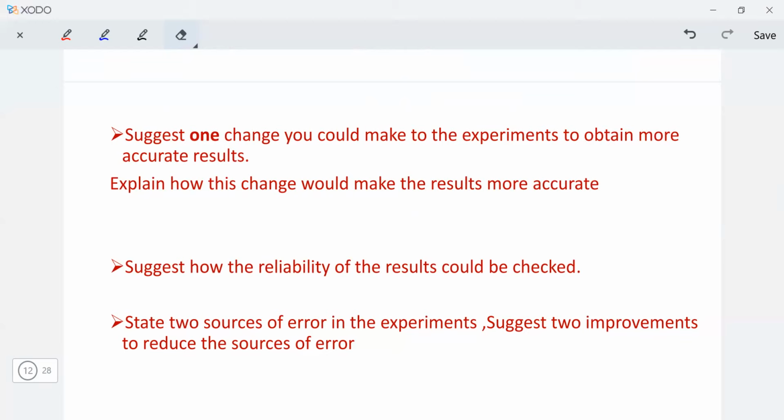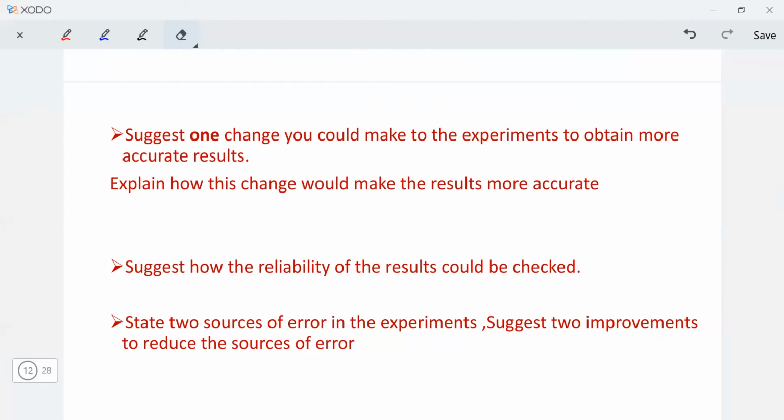You have to mention this as a comparison. Don't say just more accurate and that's it. No, you will lose 1 mark for this. Take care that you have to say that a burette or pipette is more accurate than a measuring cylinder in measuring volumes.